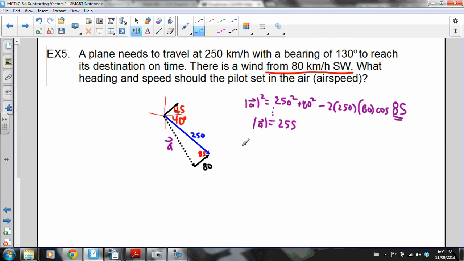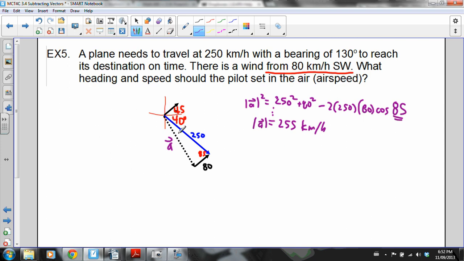Now, that means the airspeed should be 255. So notice that even though to be on time, he's supposed to travel at 250, she's got to set, the pilot's got to set the plane to go 255 kilometers per hour. Otherwise, they won't be on time because the wind's sort of working against them a little bit.